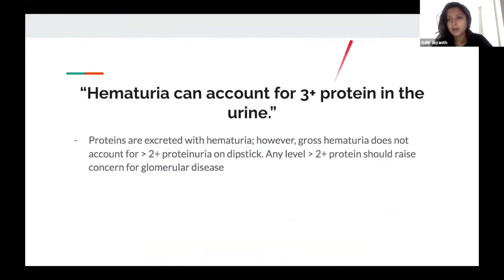So let's talk about a couple of caveats. Remember, hematuria can account for 3+ protein in the urine. Proteins are excreted with hematuria. However, gross hematuria does not account for more than 2+ proteinuria on a dipstick. Anything more than 2+ should always make you think of glomerular disease.